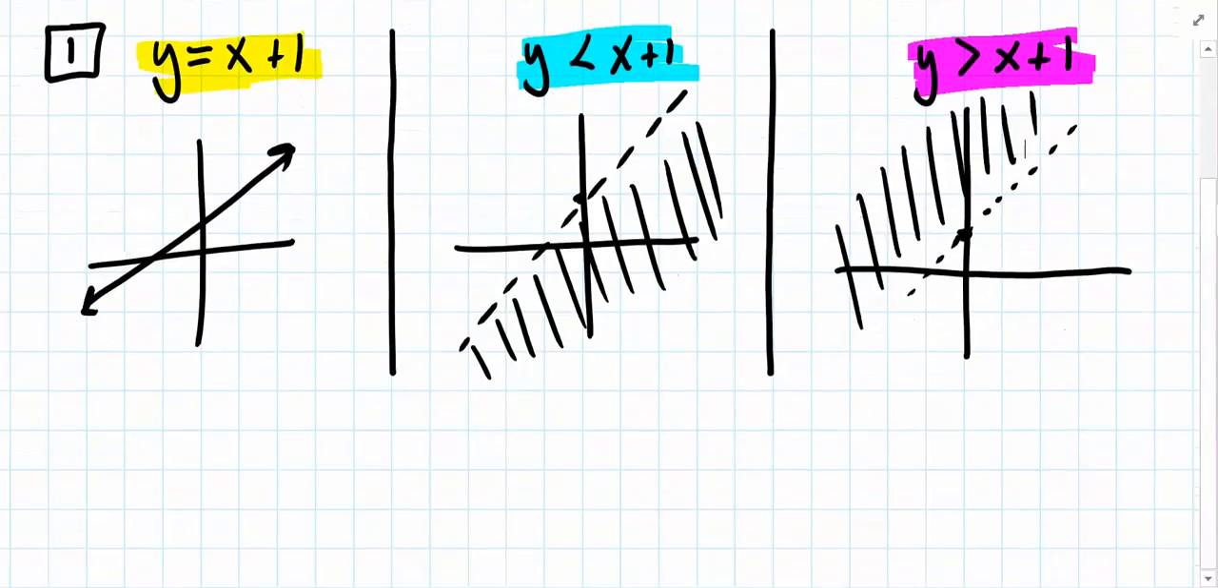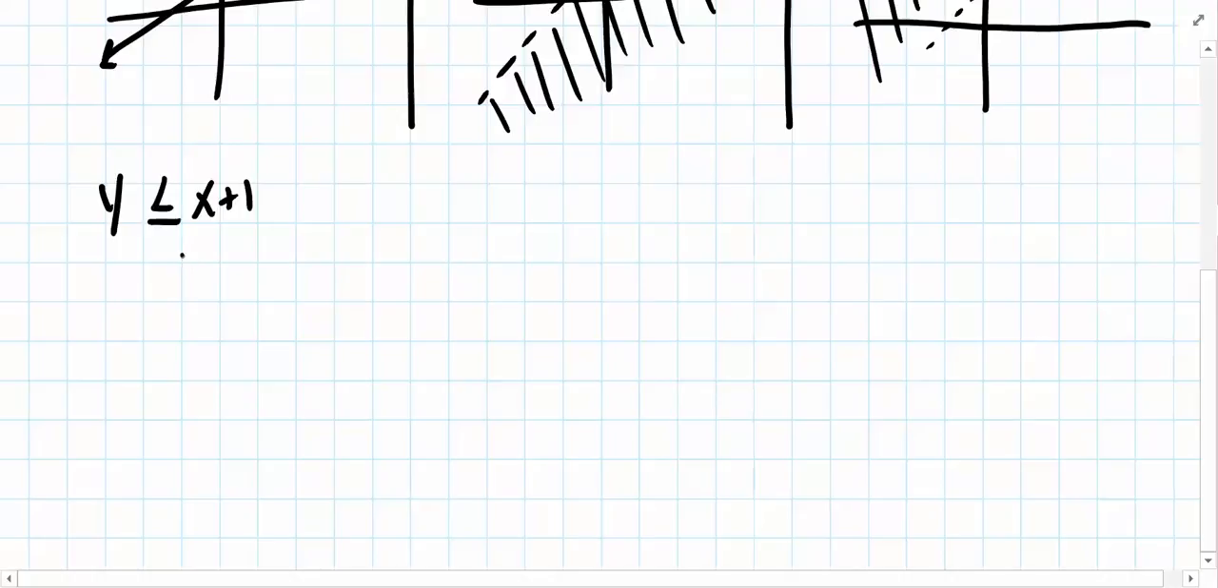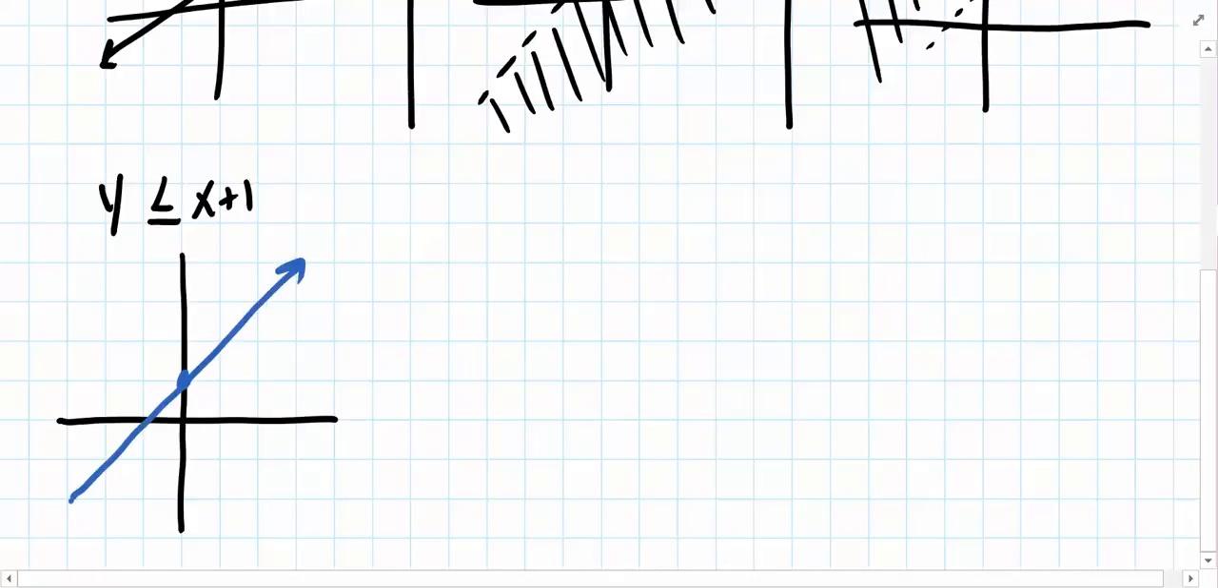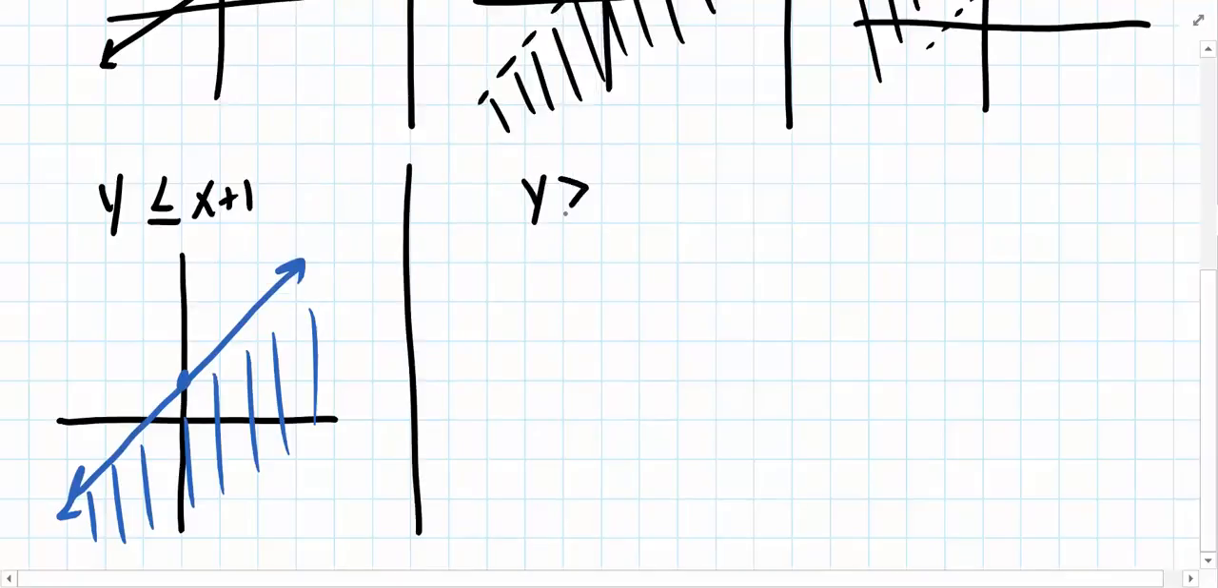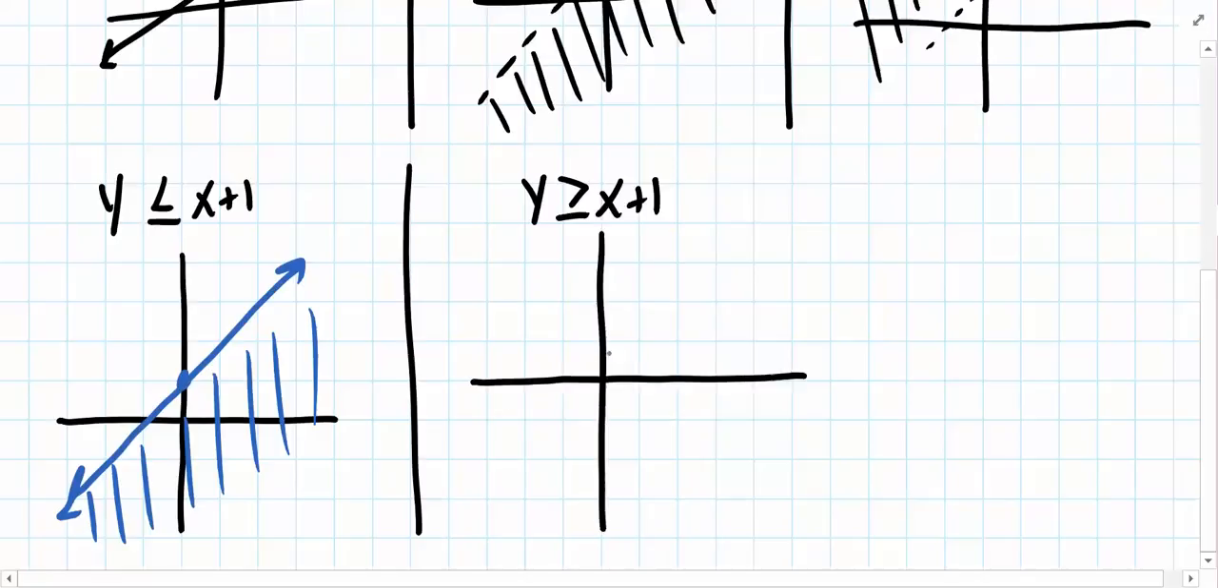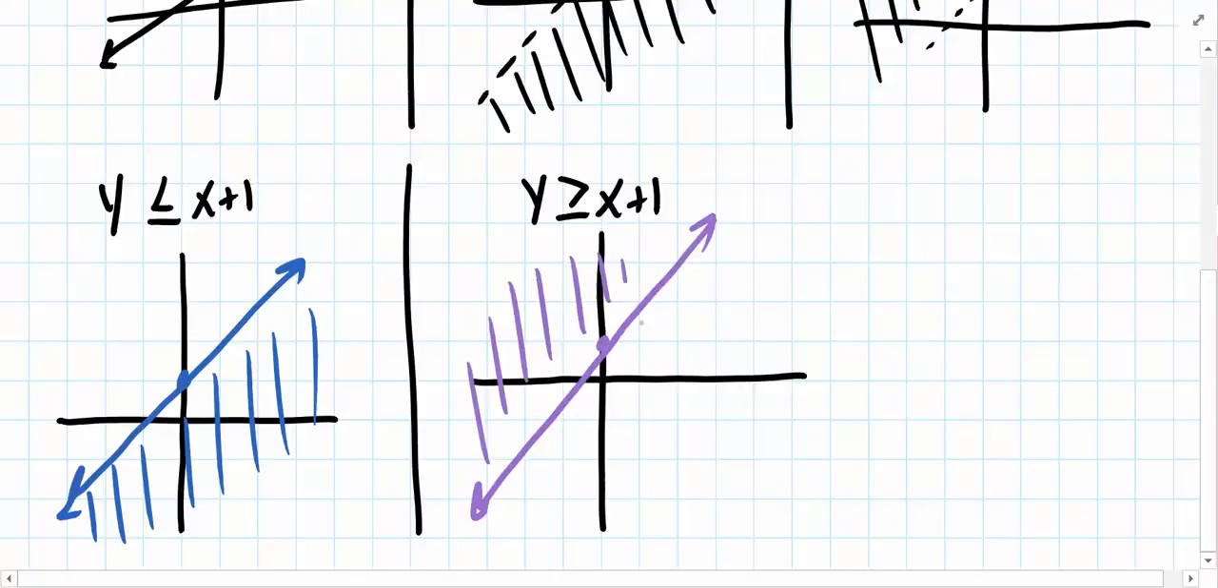Now, if I have y is less than or equal to x plus 1, what did we notice? Well, the boundary line is what type of line? It's a full line. It's solid, okay? It's a solid line, and my region is still below. And if I had y greater than or equal to x plus 1, what we realized was that it is a solid line, right? But I want everything above that line. So this is what we're talking about when we're speaking about linear inequalities.